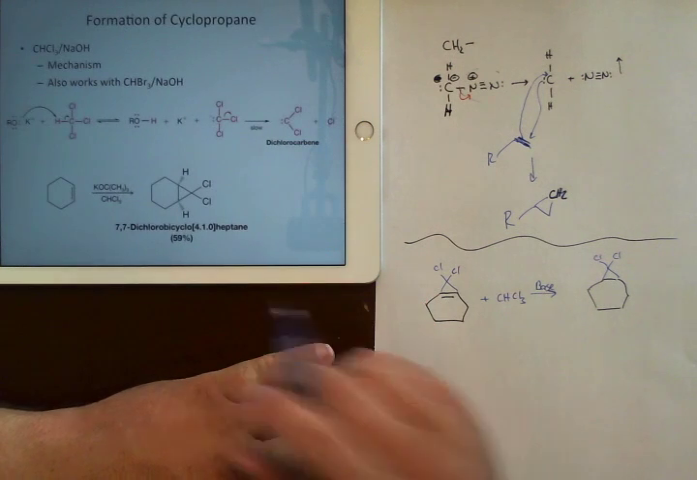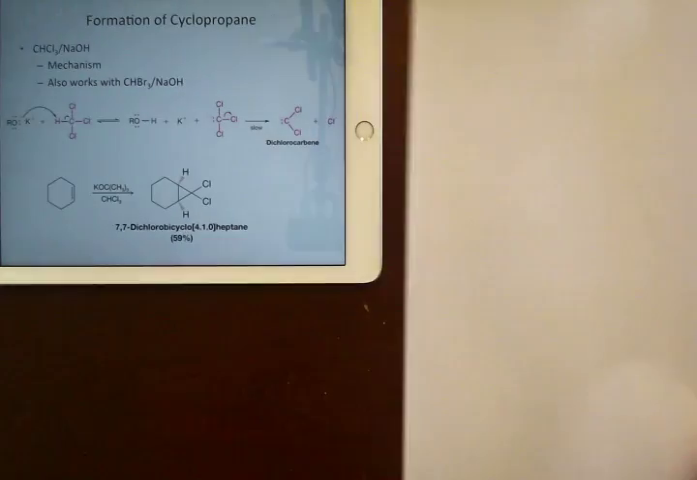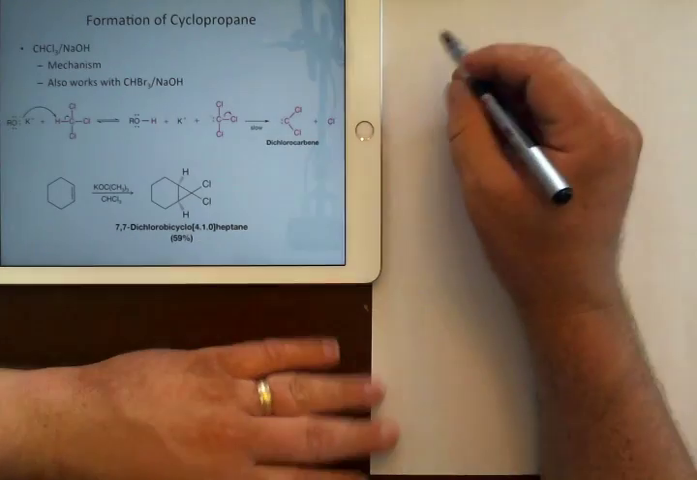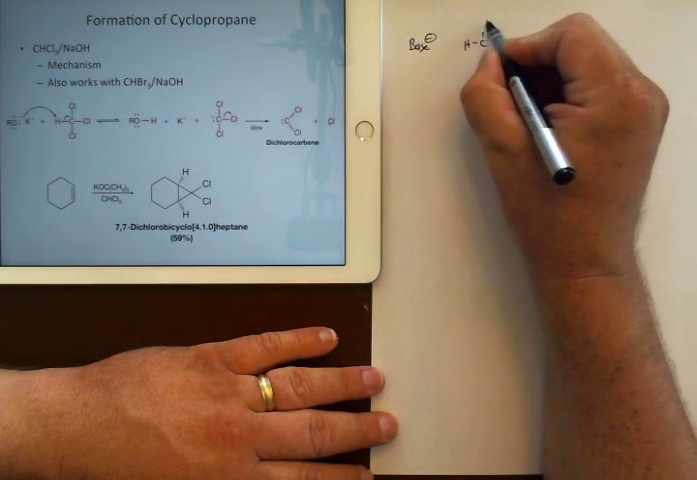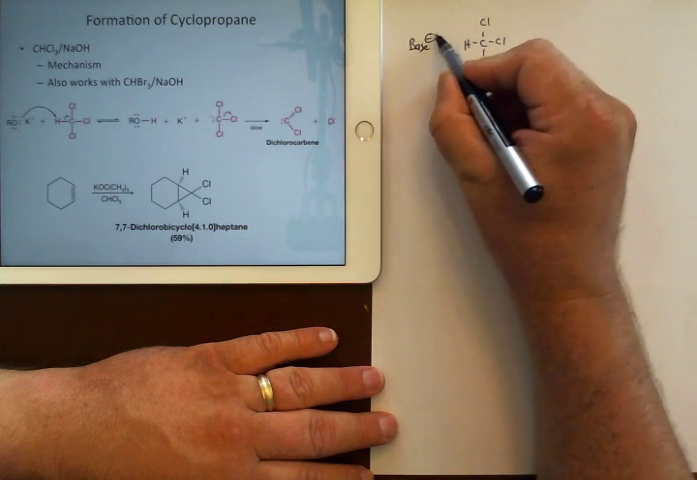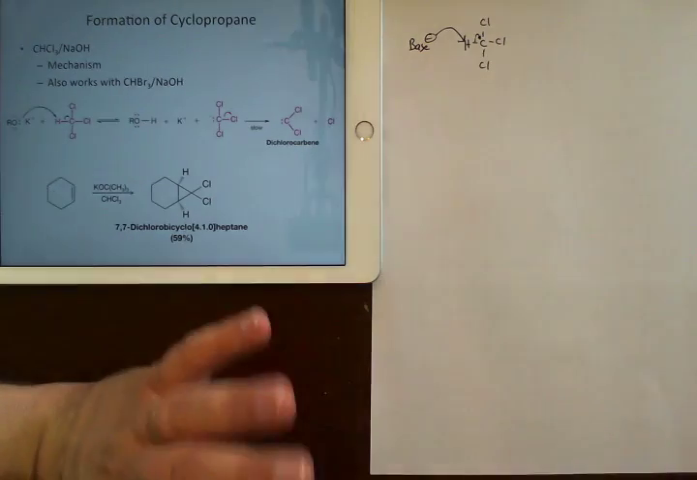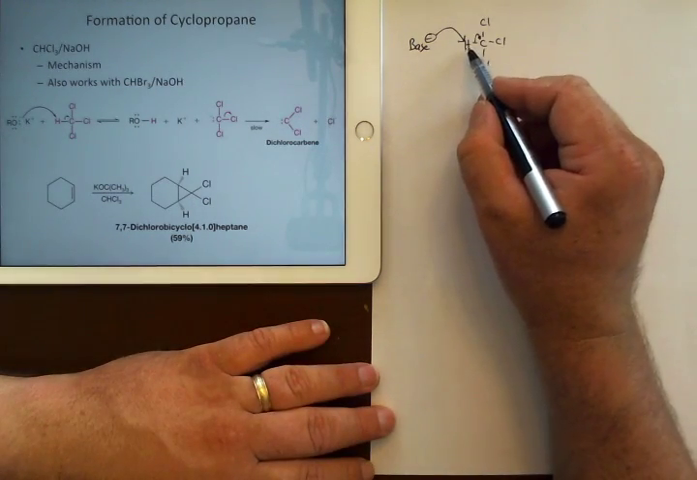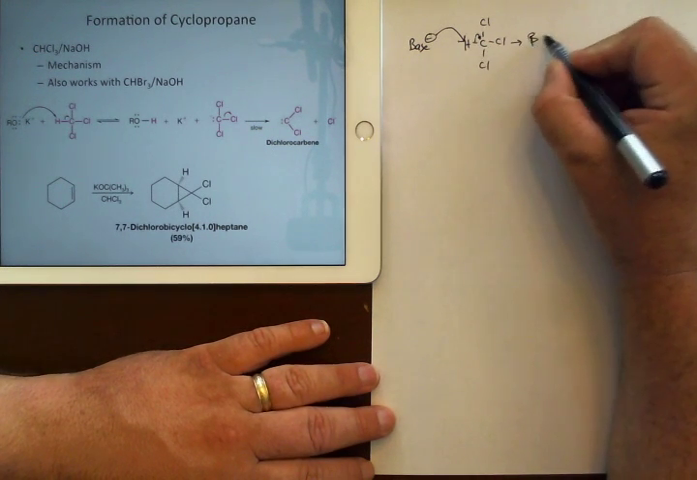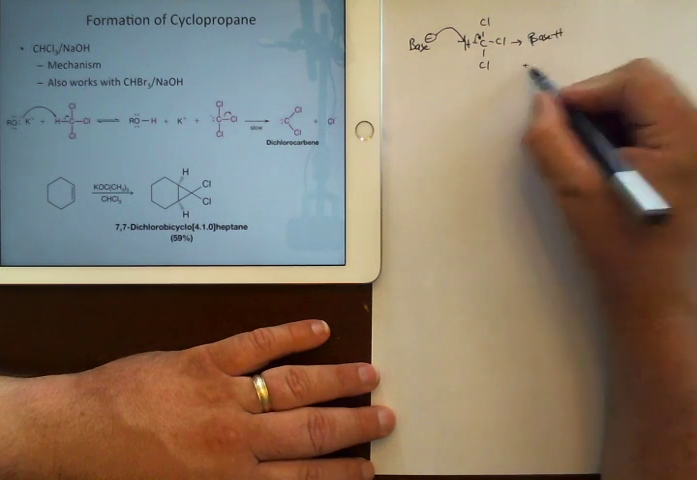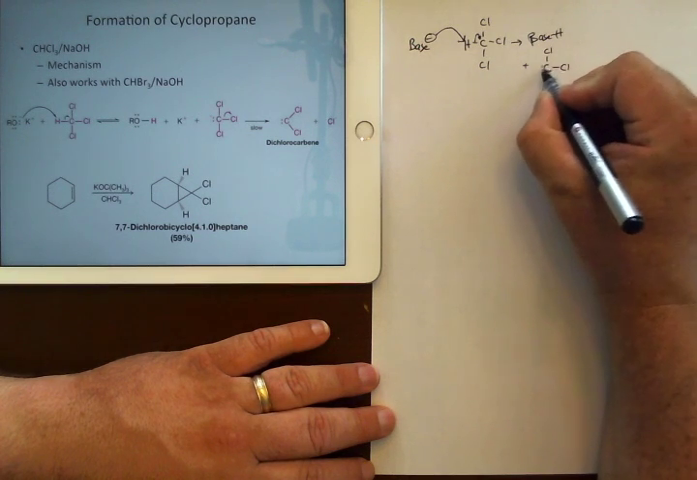The mechanism is a little weird. The first thing that happens is you have the base and your chloroform. Bases do what bases like to do: they grab hydrogens. It's like any other base reaction. This thing's only interested in the hydrogens. These electrons can go on to whatever that hydrogen was originally bonded to. And so you get your base H, plus this molecule here, this carbanion.